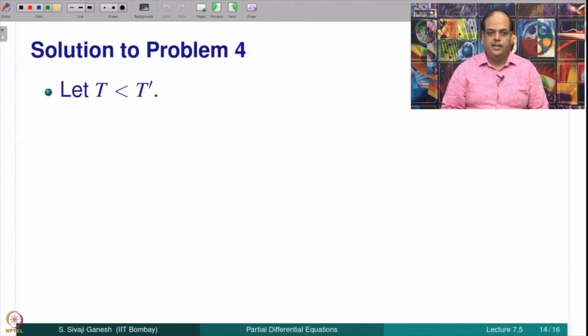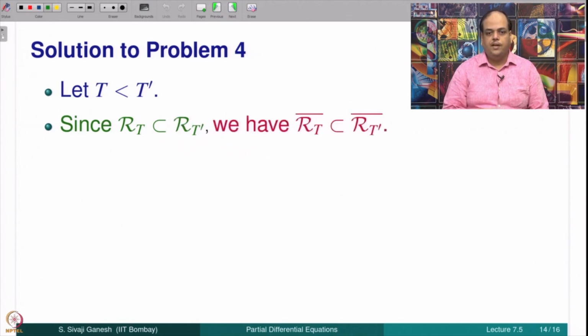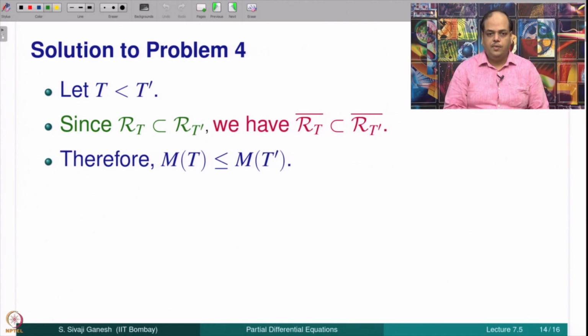So, let t be less than t dash, and R_T is a subset of R_T dash. R_T dash is a bigger rectangle. Therefore, R_T closure also is contained in R_T dash closure. Therefore, m of t is less than or equal to m of t dash. M of t after all is the maximum of u on a smaller set, m of t dash is a maximum on a bigger set, therefore, this holds.